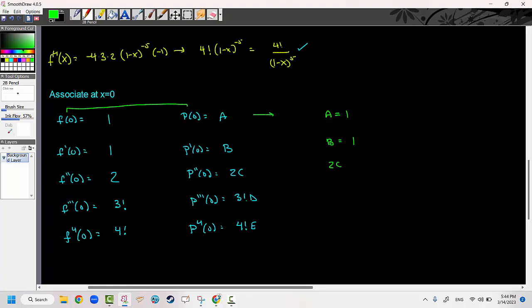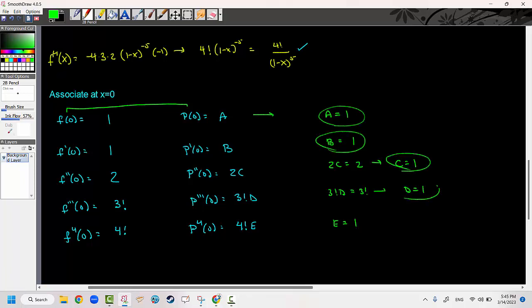That 2c is equal to 2, making c equal 1. 3 factorial d equaling 3 factorial, making d 1. And e, you guessed it, is 1. So we found the values of all of these letters.